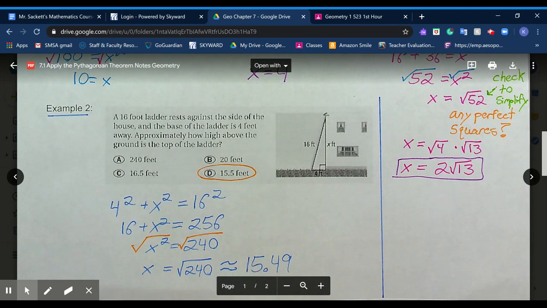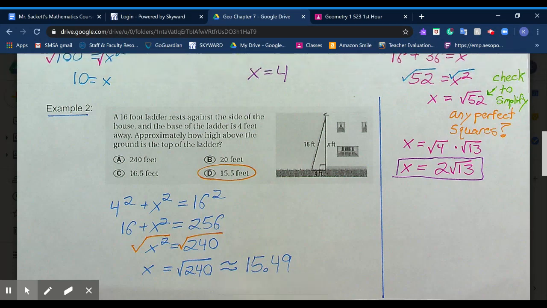Example 2 is a typical story problem based around a ladder. In this case, we were told a 16-foot ladder rests against the side of a house. The base of the ladder is 4 feet away. Approximately how high above the ground is the top of the ladder? We have a diagram here to the right, which gives us the 3 parts: 16 feet being the side of our ladder, 4 feet for how far it is away from the house, and our height along the house being x.